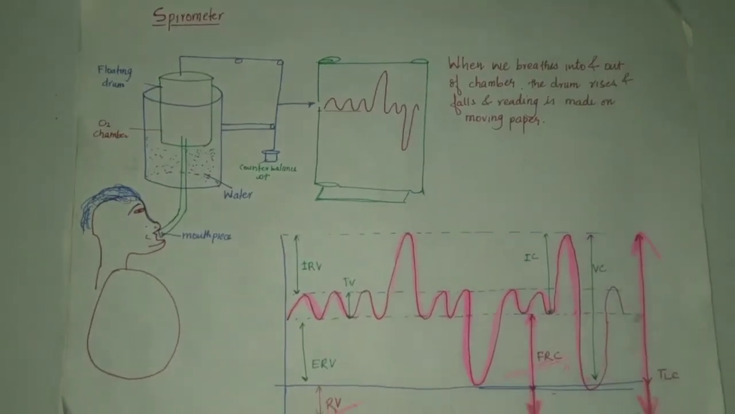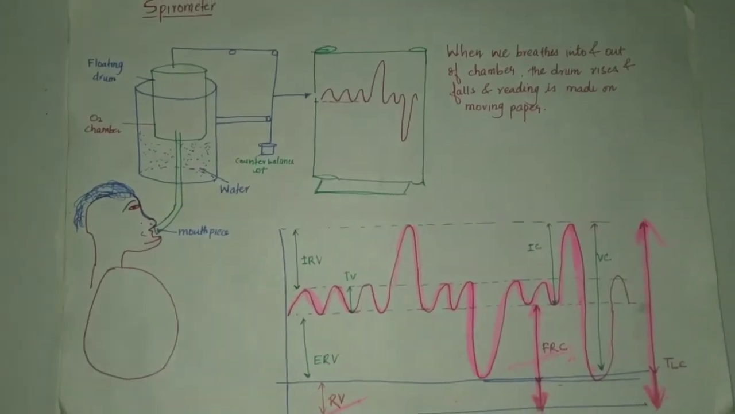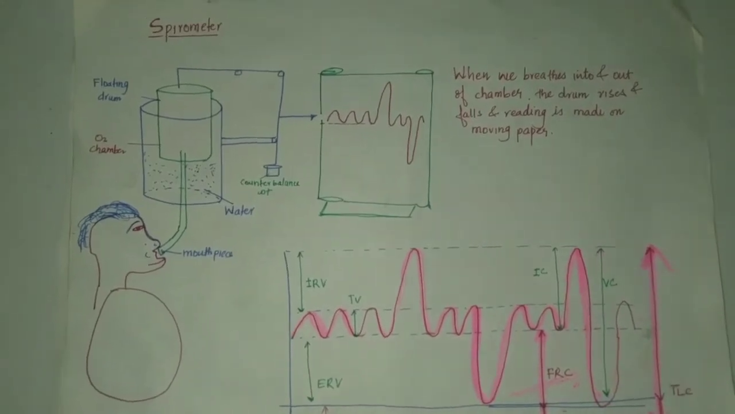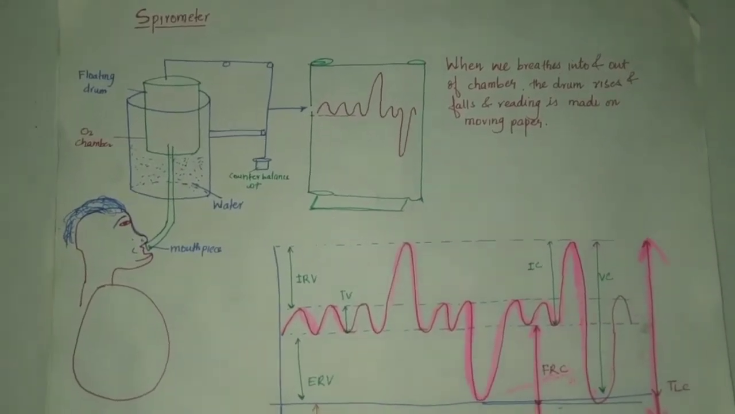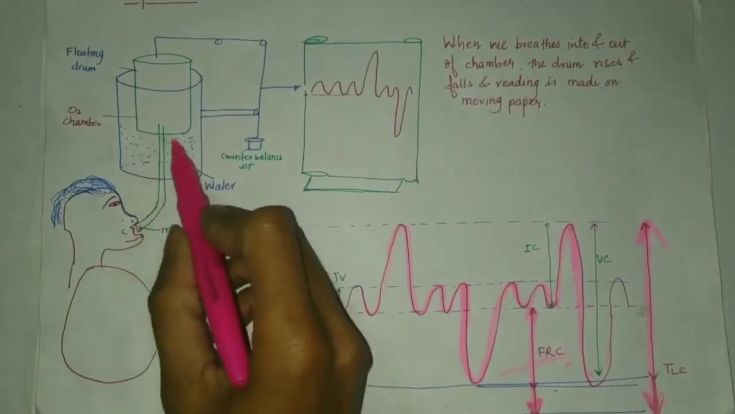Next, we will discuss the methods to determine these respiratory volumes and capacities. So first of all, let's see a simple spirometer. What does it have? It has a drum inverted over a chamber of water. Here the water is present. This is a drum inverted over a chamber of water.